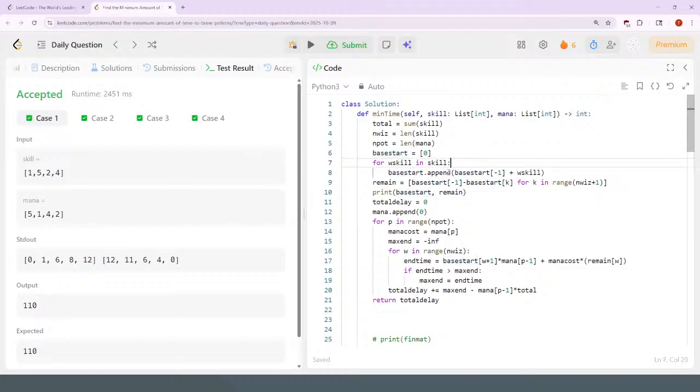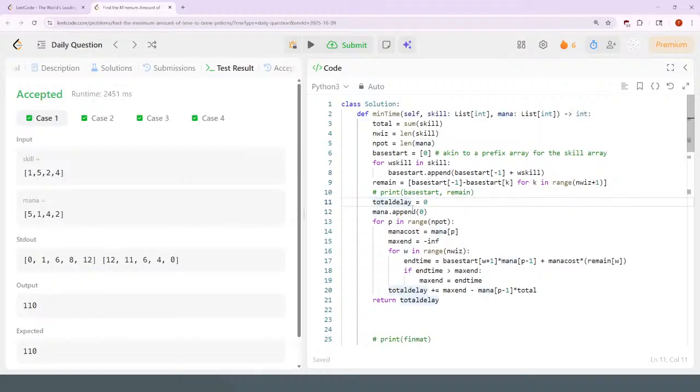So this is just creating those two arrays. Base start is basically like a prefix array for the skill array. A prefix array is the sum of values up to a certain index. Slightly off because it's starting at 0, but whatever. Okay, so those are the two.